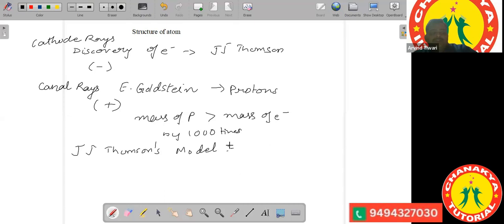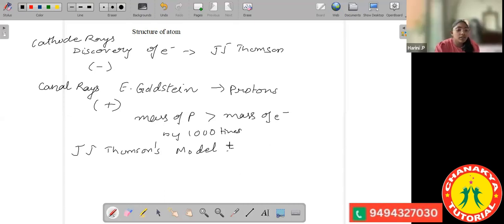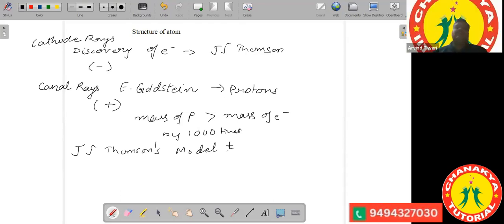Was it not based on the neutrality of the atom? Yes, so he also said that the positive charges cancel the negative charges, so they're neutral. So basically, J.J. Thomson's model was mainly based on the neutrality of the atom. Since the atom overall is neutral, it must contain both protons and electrons.